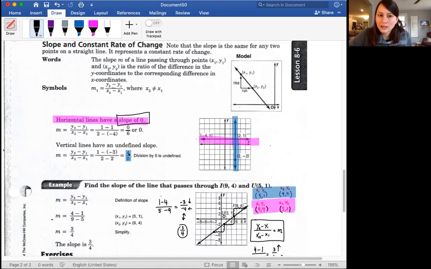Now, a vertical line, we call it an undefined slope. The reason is because if you put 4 divided by 0, you say, I have 4 cookies and I'm going to divide it amongst 0 people. How many cookies are each person going to have? Well, that's not a thing because you have no people, so you can't divide. So a number divided by 0 is what we call undefined.